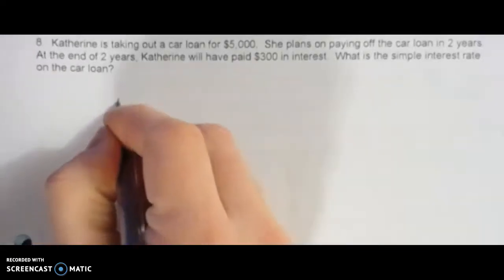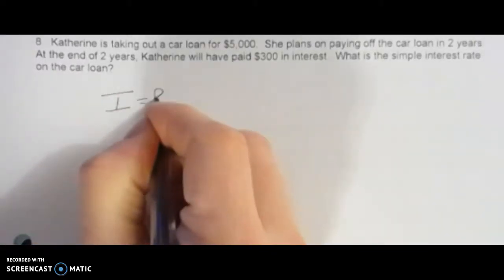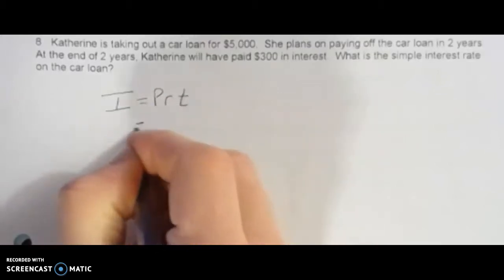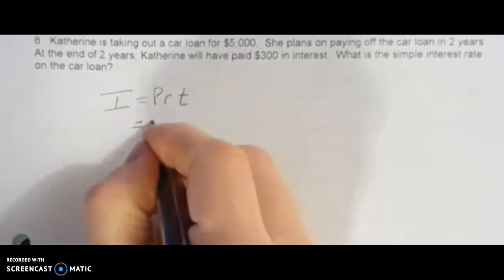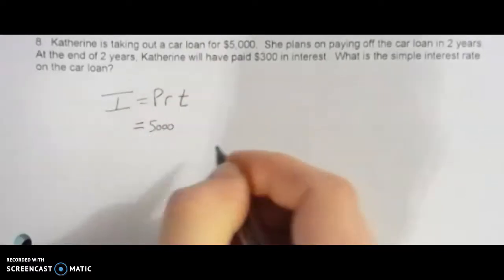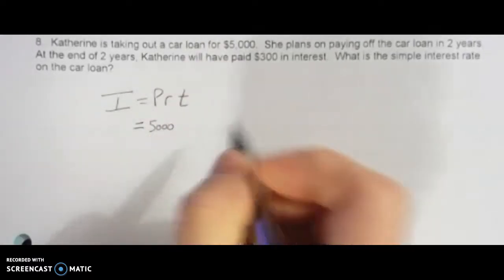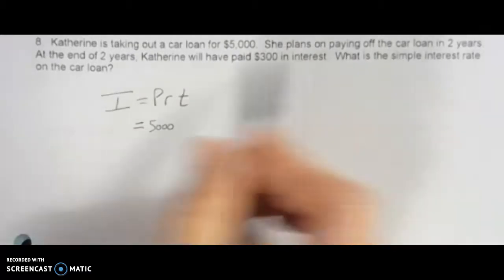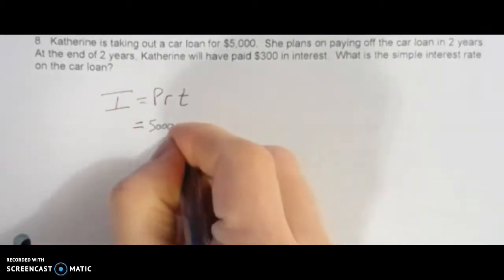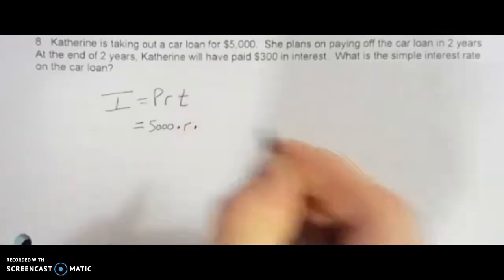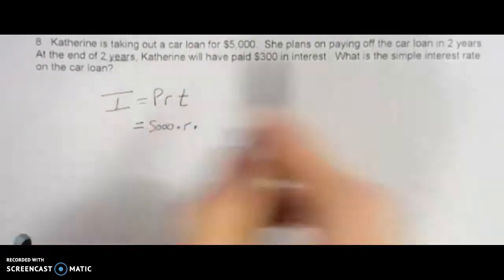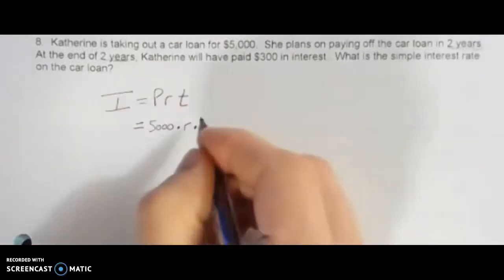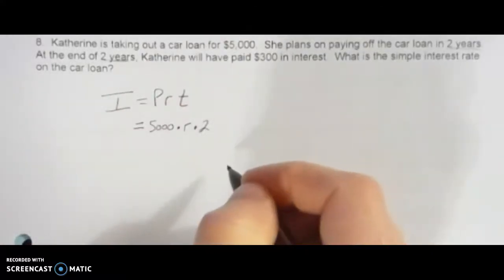So once again, the simple interest formula, I equals PRT. They tell us that she's going to borrow $5,000 for the loan. So that's the principal amount, $5,000. They want to know what the simple interest rate is. So R is what we're looking for, so times R. And for our time in years, she's going to pay off the loan in 2 years. So we'll put 2 in for our time.